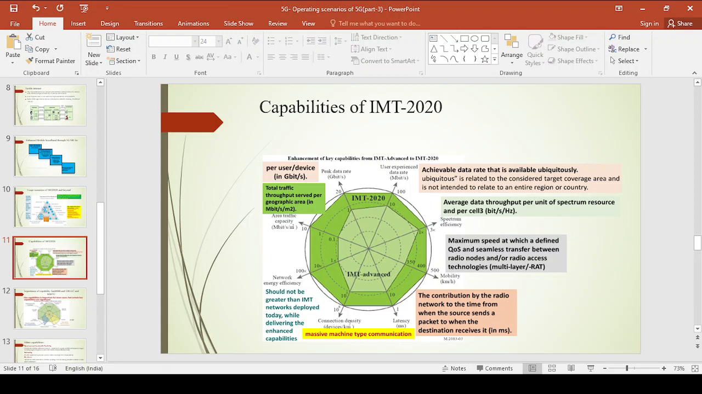Here it is 0.1 for your IMT-Advanced and 10 for your 5th generation system. That means area traffic capacity is 100 times more than 4G, and peak data rate is 1 gigabit per second for 4G and 20 gigabits per second for 5G, and again user experience data rate is 10 times more than the 4th generation system. All these capabilities are increased if you compare with the 4th generation system, right?